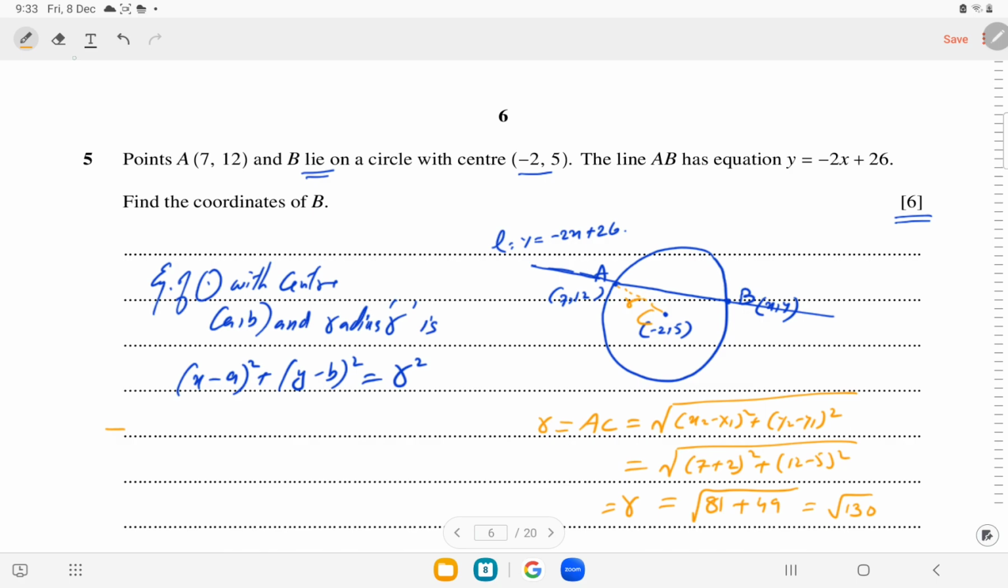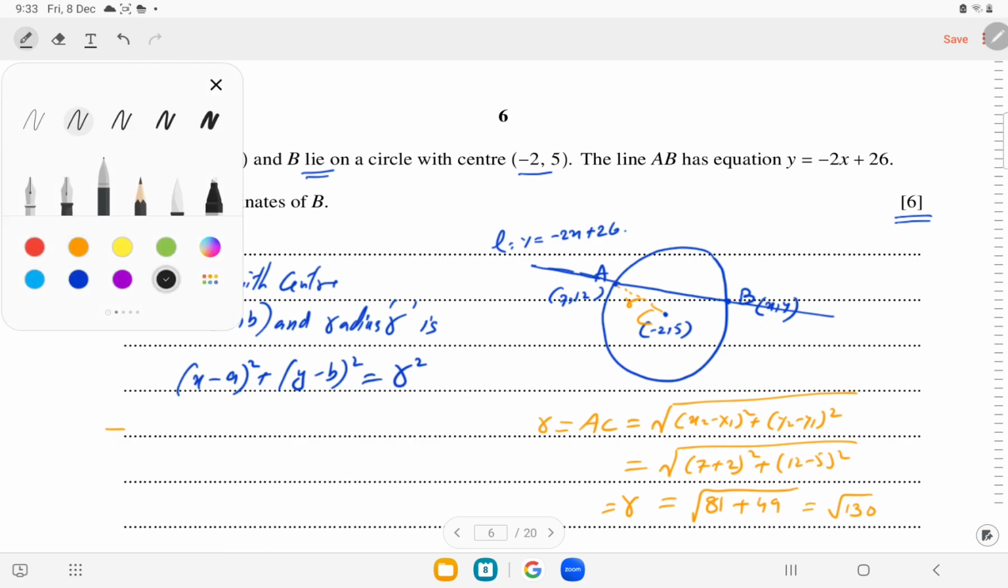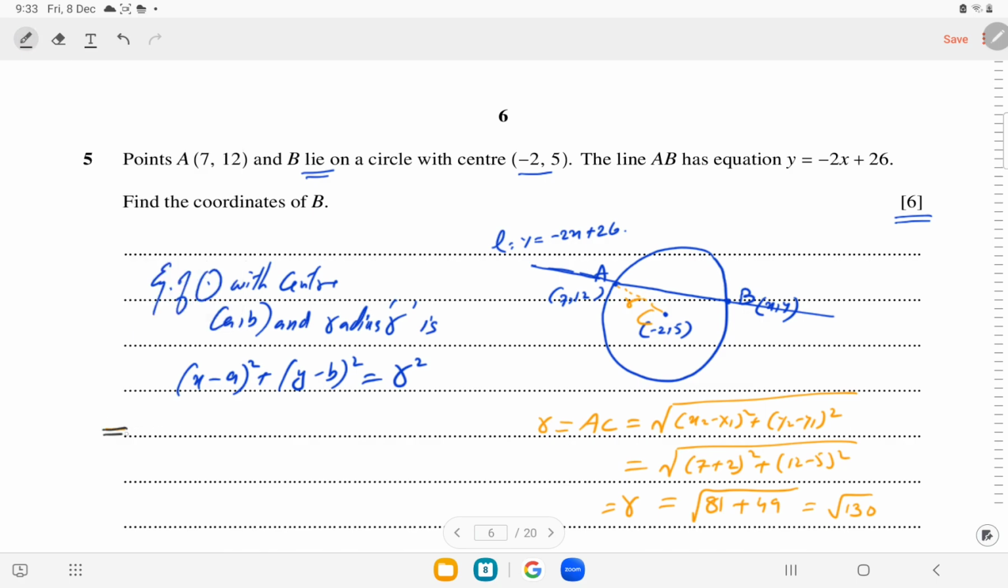So now we know the center. The equation becomes (x plus 2) square, because a is minus 2, plus (y minus 5) square, b is 5, equal to 130, that is square of r. So this becomes the equation of the circle.